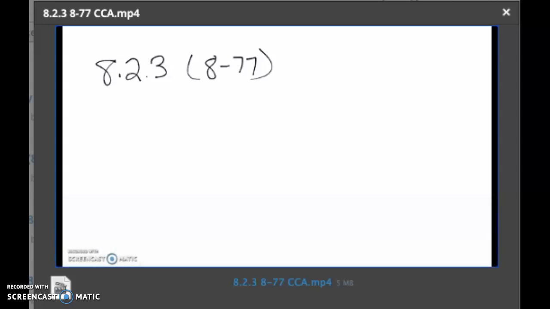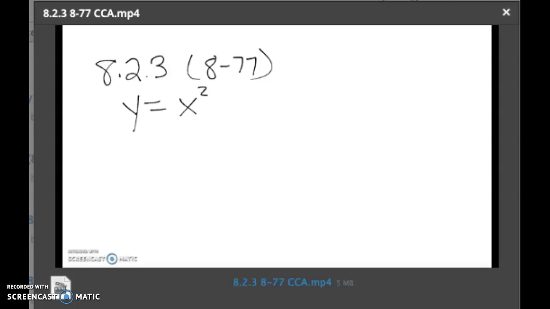This is lesson 823, problem 877. In this problem, they want us to use the zero product property to solve the quadratic equation y equals x squared minus 3x minus 7. And when it says to solve the equation, we are looking for the roots, the x-intercepts, the zeros.